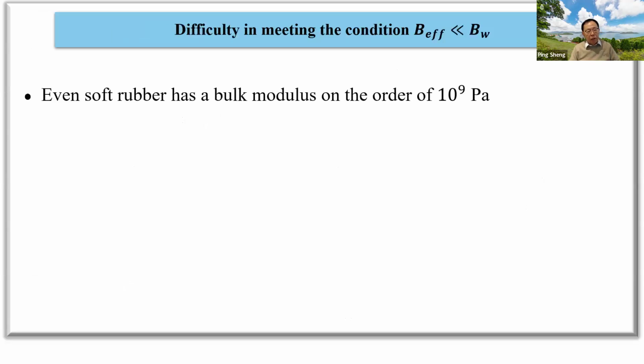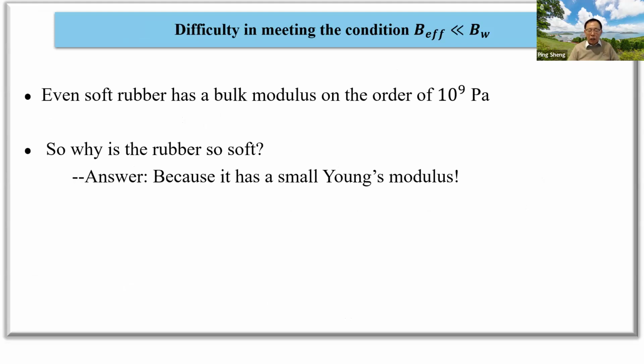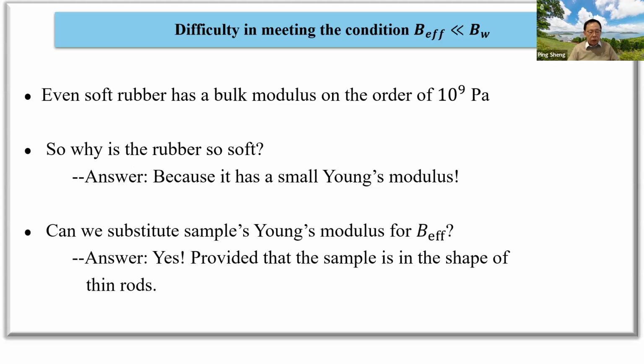But we have a problem here, because it's very difficult to have a bulk modulus less than 10 to the 9 Pascal, even for soft rubber. So why is the rubber so soft? And the answer is very easy, because it is the Young's modulus, okay, it's not the bulk modulus. The rubber bulk modulus is also on the order of 10 to the 9th. Because when you squeeze a piece of rubber, it bulges out on the sides. That's why. So that's an important consideration.